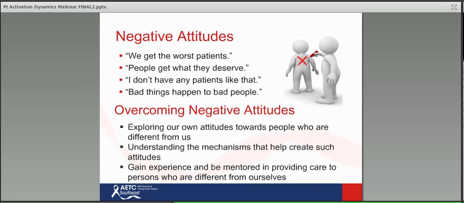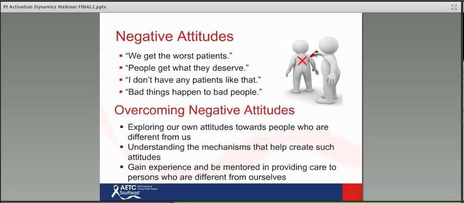The negative attitudes that we promote come many times from unconscious bias. "We get the worst patients." "People get what they deserve." These are just some things that I have heard in my many years of working in the area of STDs, HIV, and other diseases that are associated with different lifestyle factors.